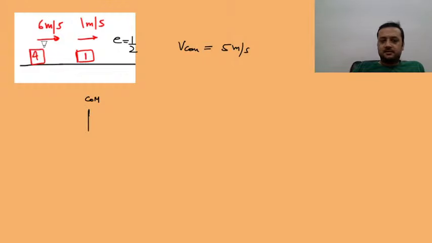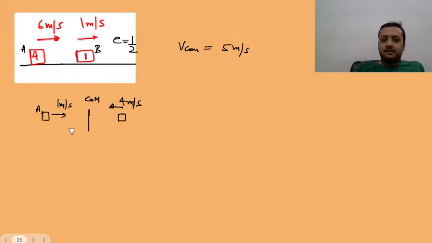So if you look at block A, block A will be moving at 1 meter per second in the COM frame, right? Because the COM was moving at 5 meter per second and block A will be moving at 1 meter per second, right? And similarly, block B will be moving at 4 meter per second in the leftward direction, because COM was moving at 5 meter per second and block B was moving at 1 meter per second. So COM will feel as if block B is moving towards left at the speed of 4 meter per second, right? So you can see that these are the velocities in the COM frame.